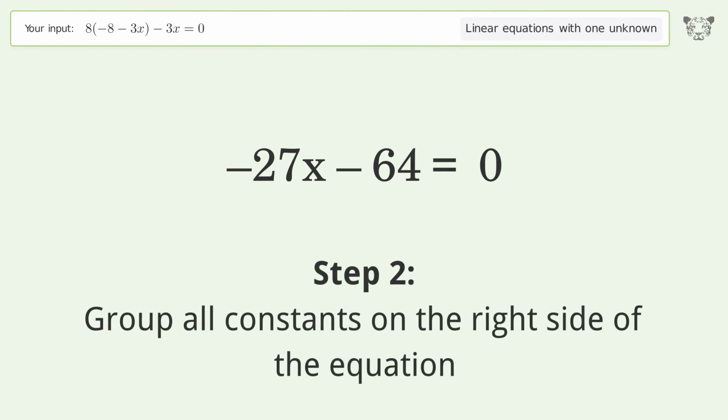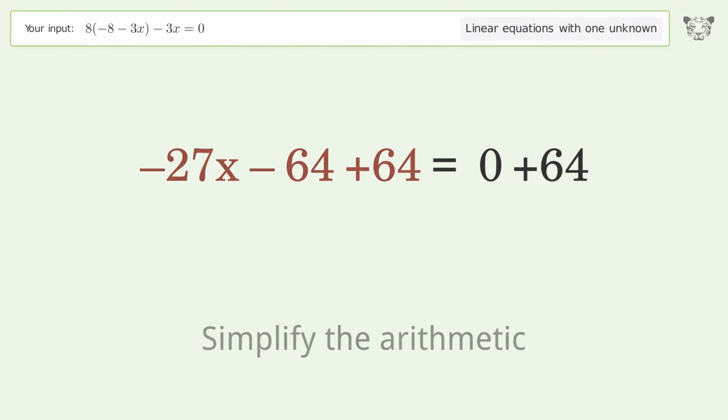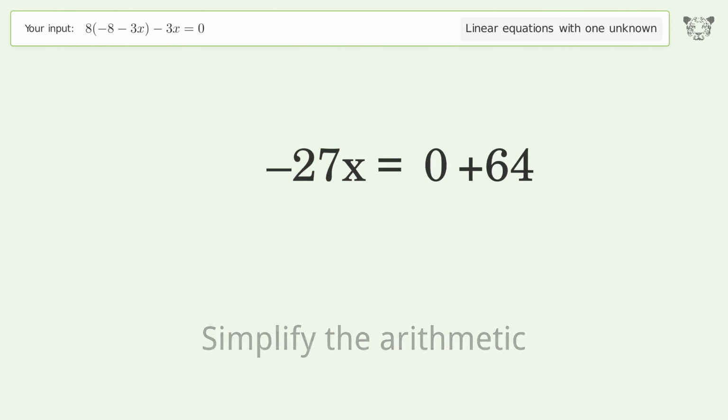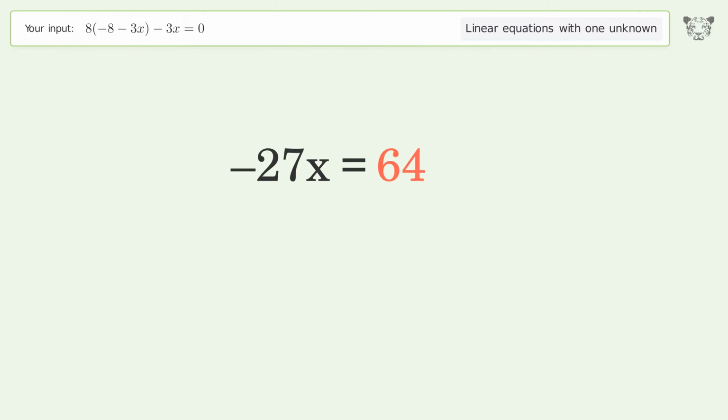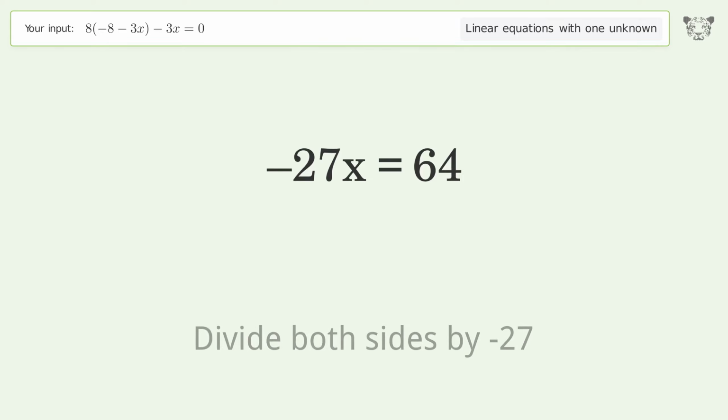Group all constants on the right side of the equation. Add 64 to both sides. Simplify the arithmetic. Isolate the x. Divide both sides by negative 27.